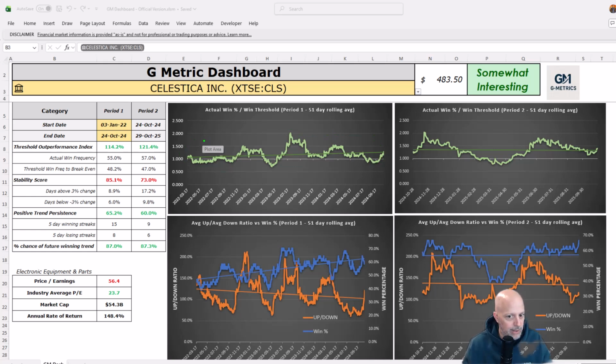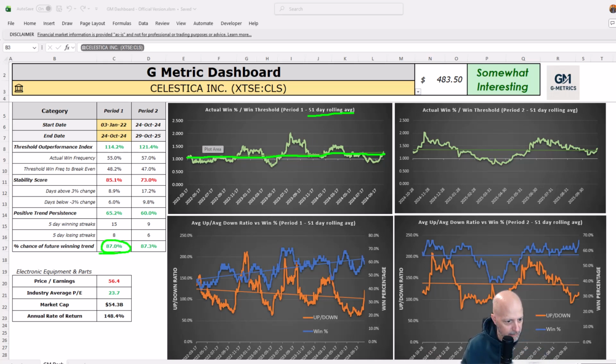So basically what this chart is, it's that threshold outperformance index, but it's not plotted based on the average of the entire period like I've done over here. It is actually a 51-day rolling average. So you can see how the threshold outperformance index is behaving over time. And we can see in the first period here with Celestica, it's kind of a flat line, but it is overall pointing upwards.